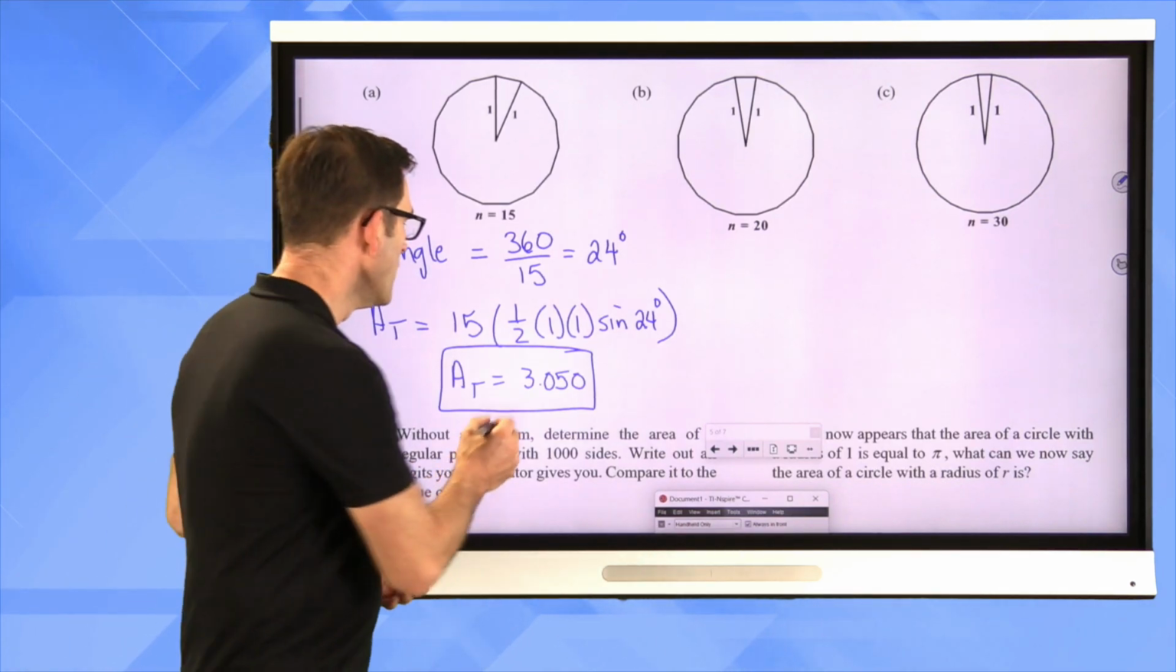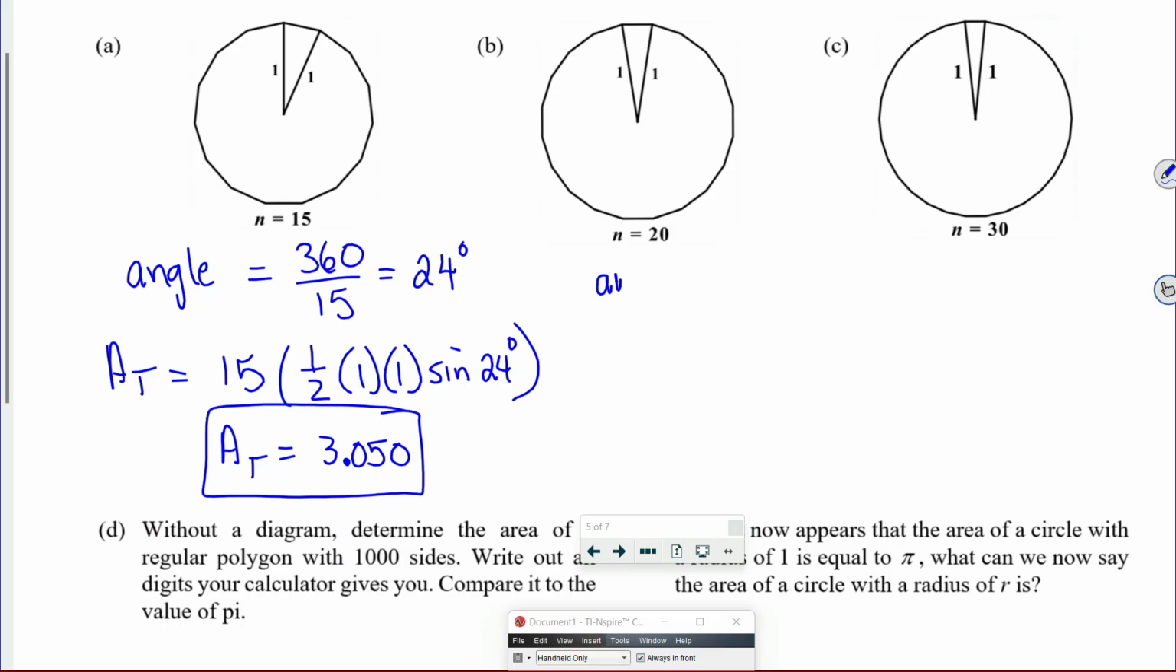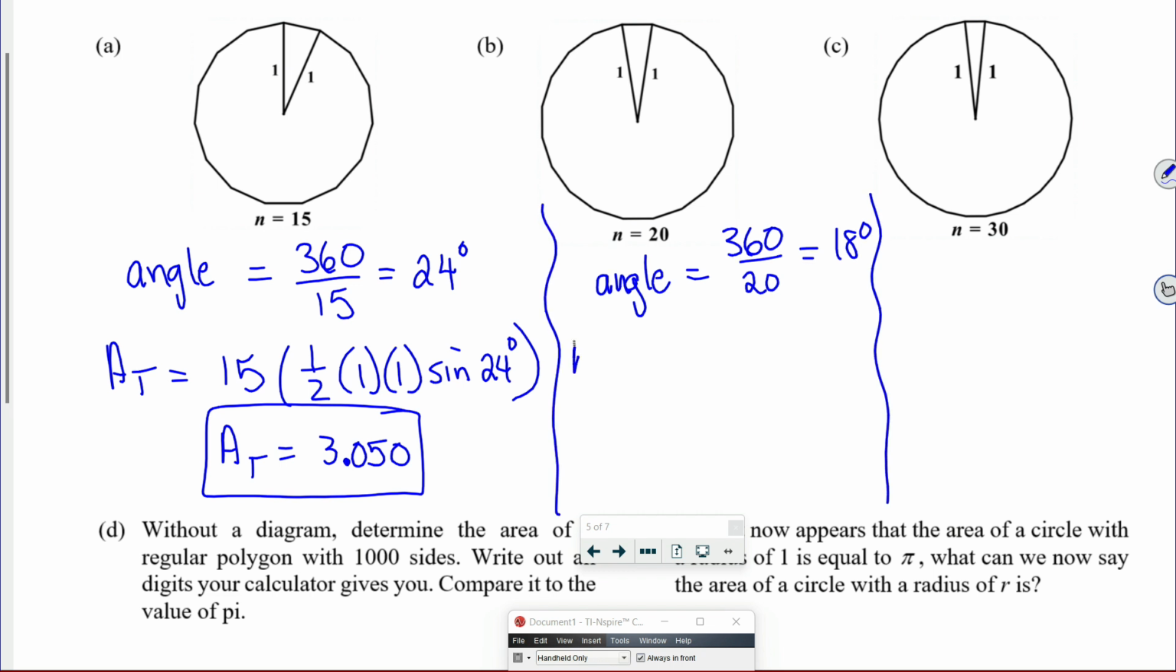All right, so let's do our thing. Let's get our angle. And our angle is going to be now 360 divided by 20, which is going to be 18 degrees. All right, so our total area is going to be 20 times 1/2 times 1 times 1 times the sine of 18 degrees.